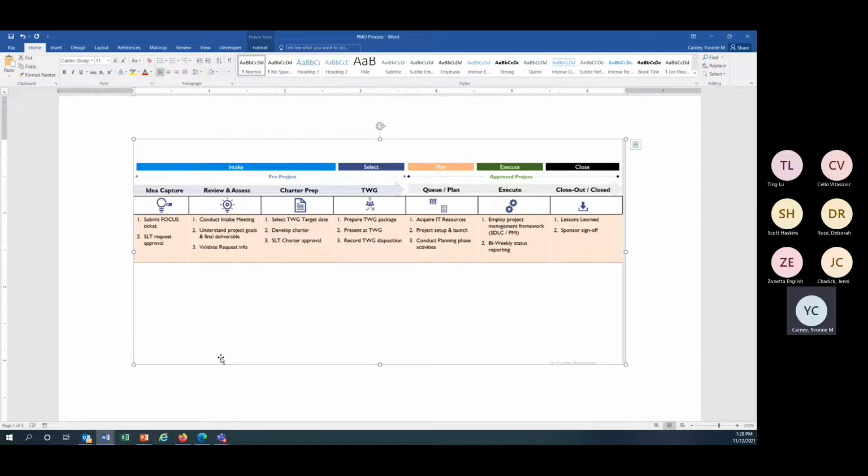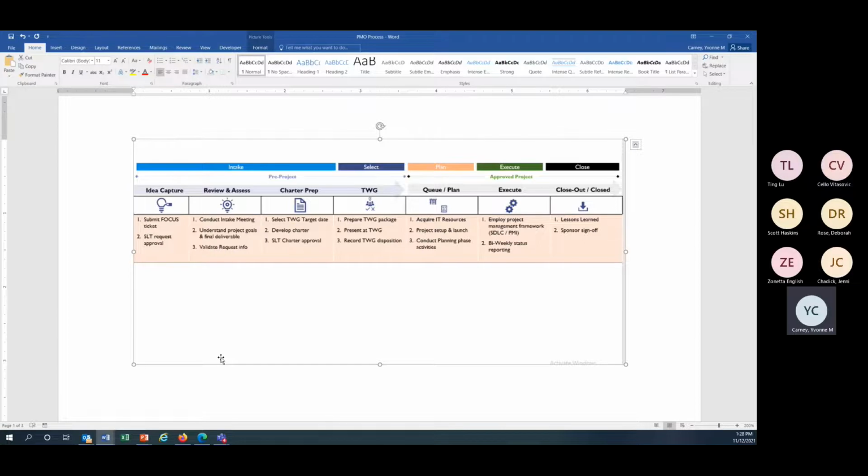So then next step, review and assess. There's an intake meeting. This is an area where I think there's a lot of room for improvement, lots of room for improvement. But that's where they're trying to understand the project goals and final deliverable and validate the request. It's hard for me to walk through this without talking about what's wrong with it. But anyway, that's that step there.